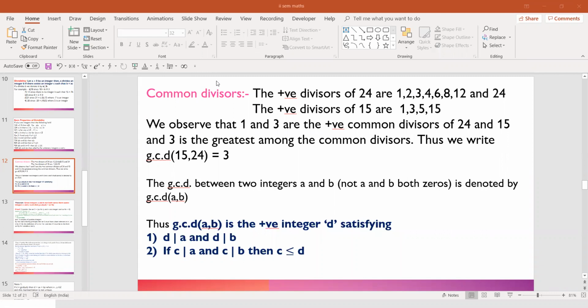Greatest common divisor of any two integers is a positive integer which is dividing both and which is greatest of all common divisors. So greatest common divisor is positive always. Keep this in mind. It is positive, cannot be negative.